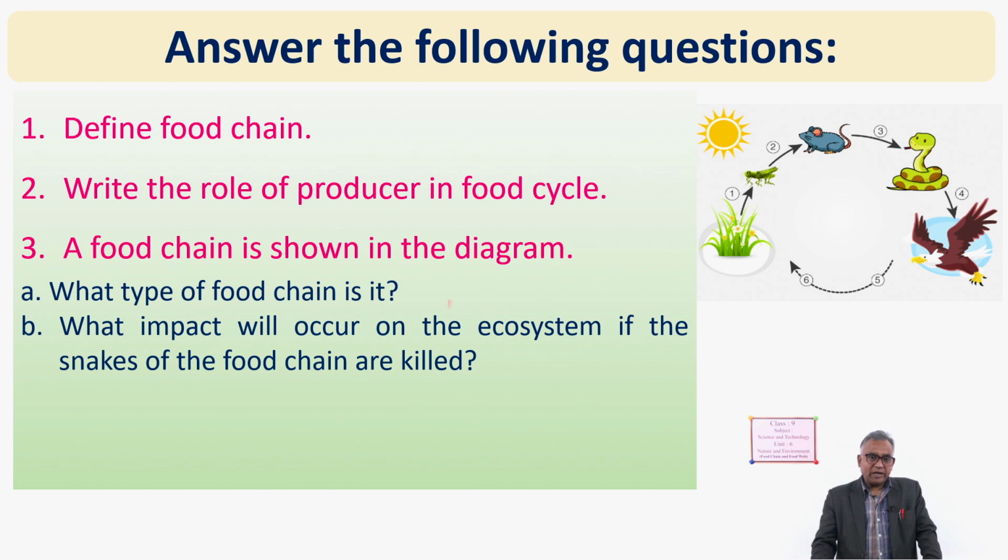What impact will occur on the ecosystem if the snakes of the food chain are killed? Consider they are absent. Then what will happen? There will not be a big problem, but the number of their prey will increase because they are not eaten by snakes, though two types of organisms feed on them.